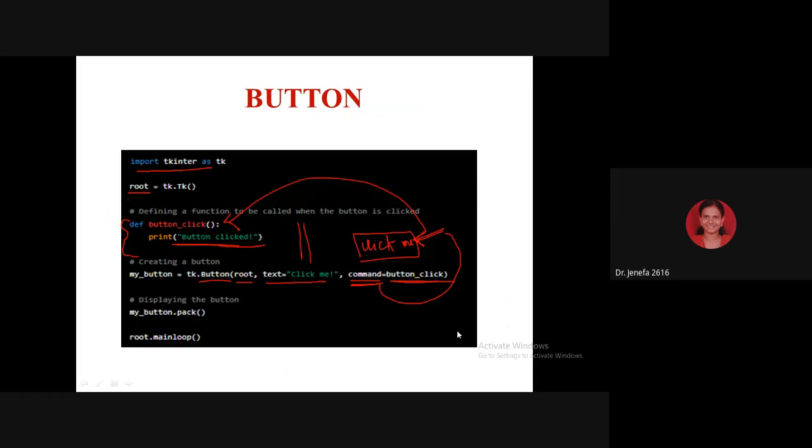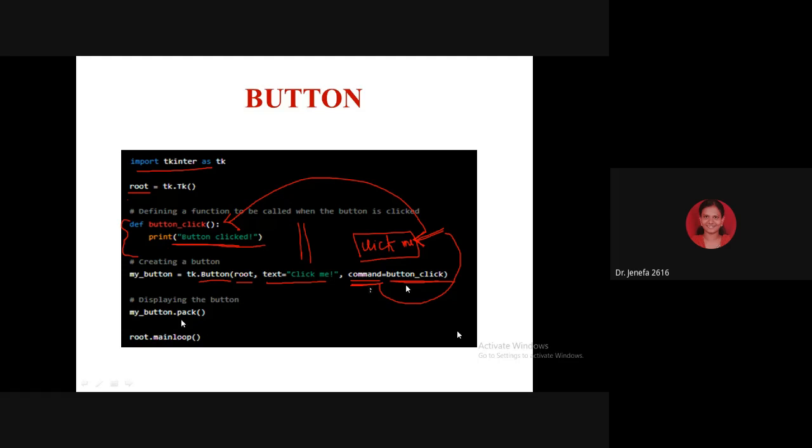But in this case, we have given an option that when the button is clicked, a function should be called. We are calling a function. What's the function name? That is button_click. So when this button is clicked, automatically the function button_click will be executed.